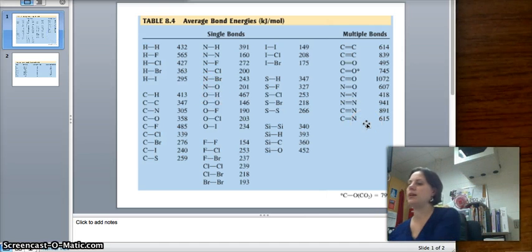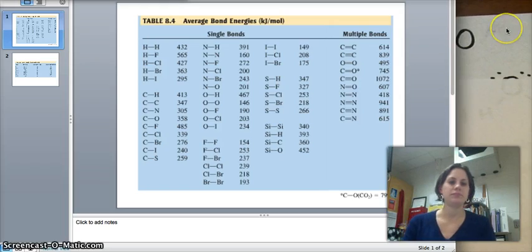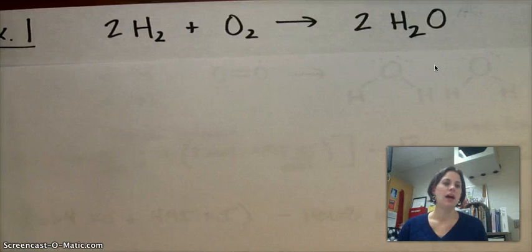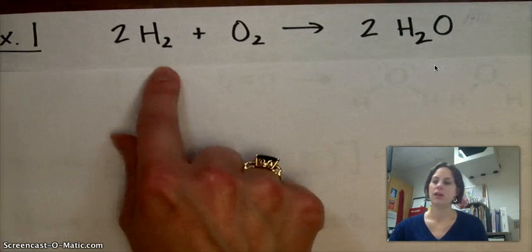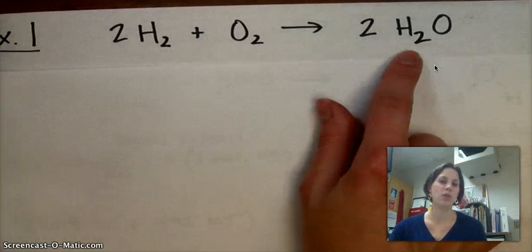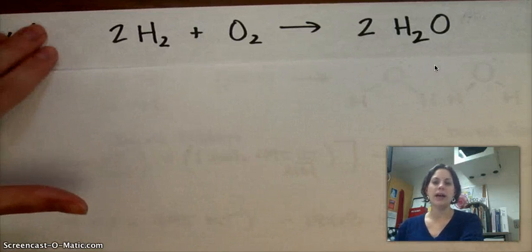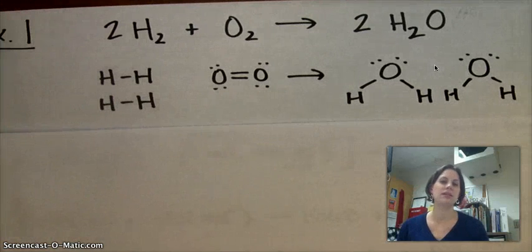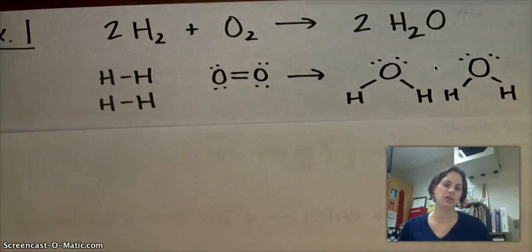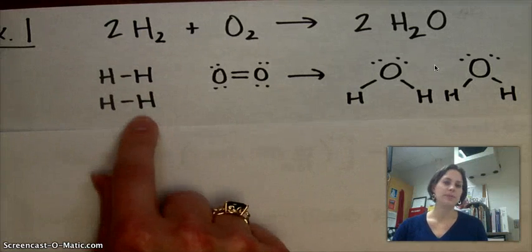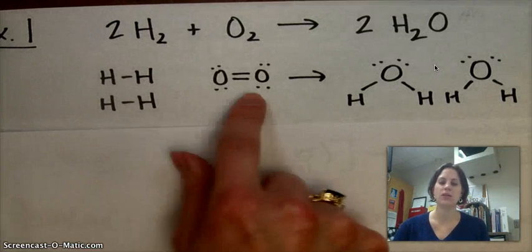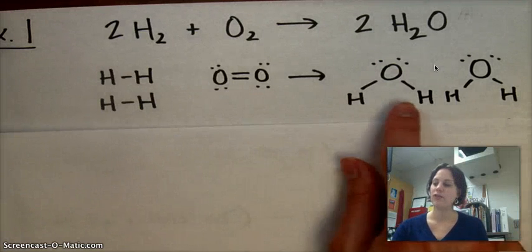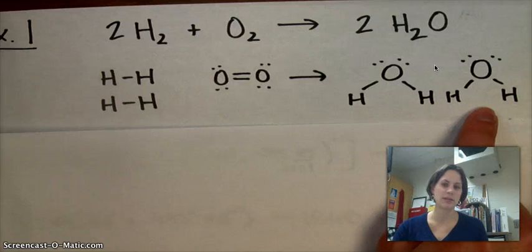Let's do an example. So if I switch over here, here's my first example. I have hydrogen reacting with oxygen to form water. Another way that I can write this instead of using symbols is to draw out these molecules. And so this is a good review of Lewis structures. I have two H2 molecules reacting with one oxygen molecule, which has a double bond, and I form two water molecules on the product side.